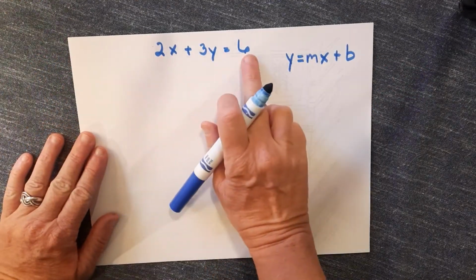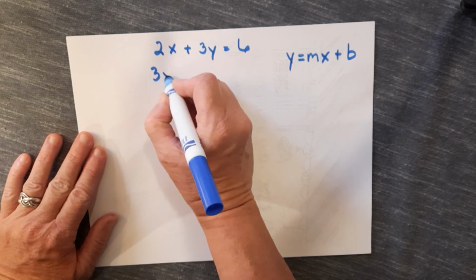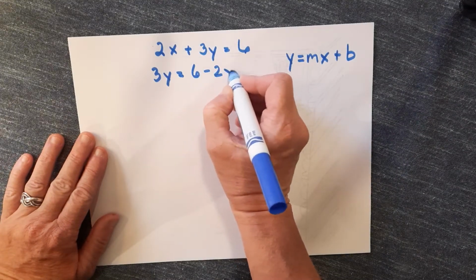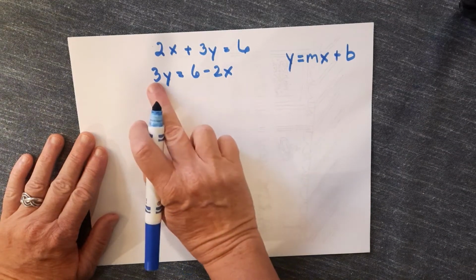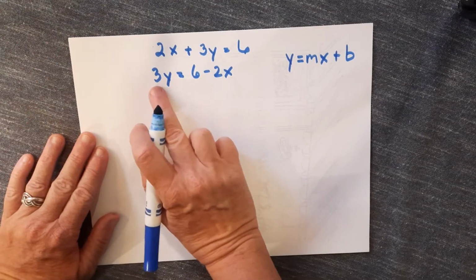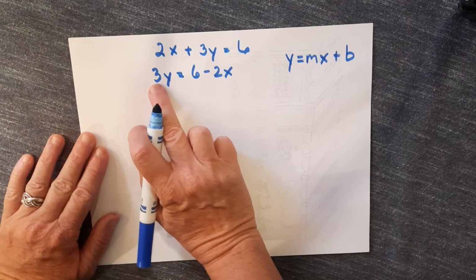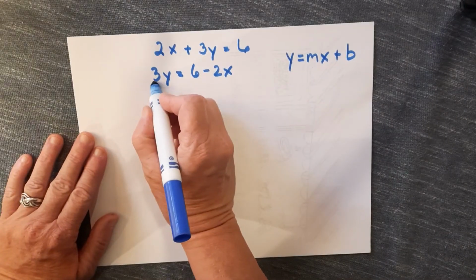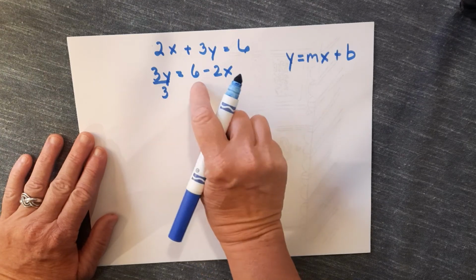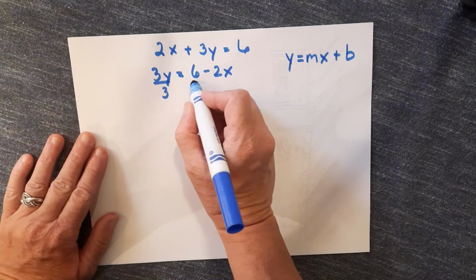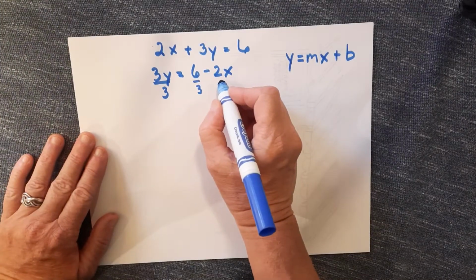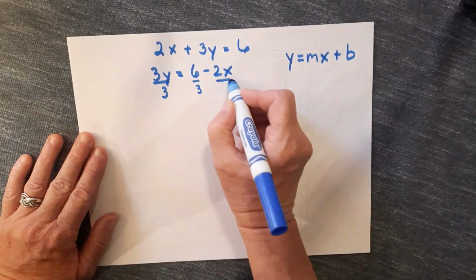First we're going to subtract 2x from each side, which gives us just 3y on this side and 6 minus 2x on this side. We still have something else on this side of the equation: we have a coefficient of y, and we only want y. So we have to divide each side by 3. And when we divide this side by 3, we have to take each of these expressions and divide them by 3.